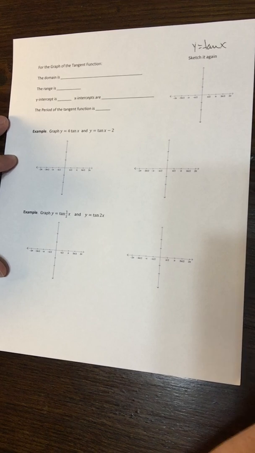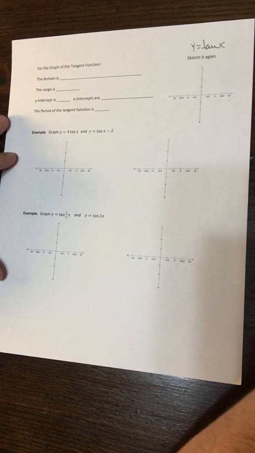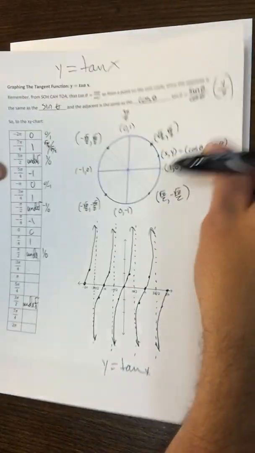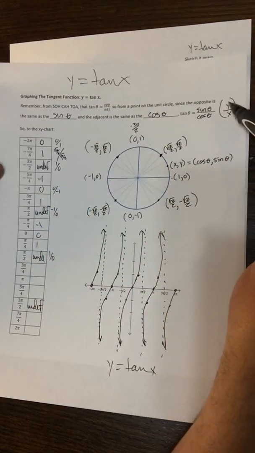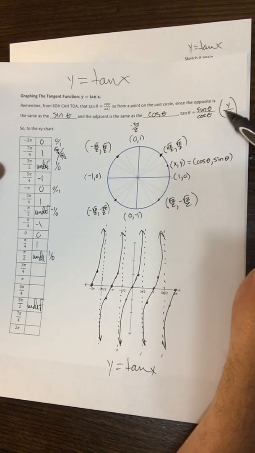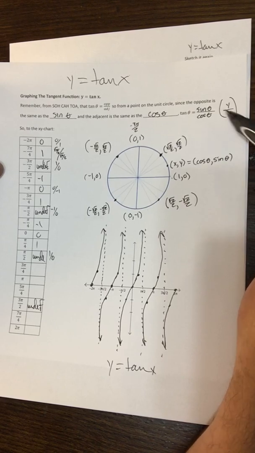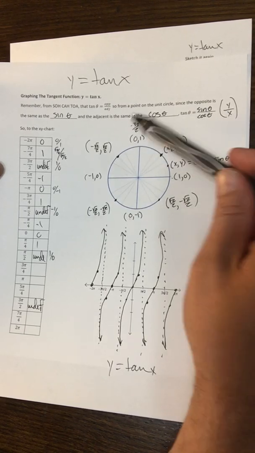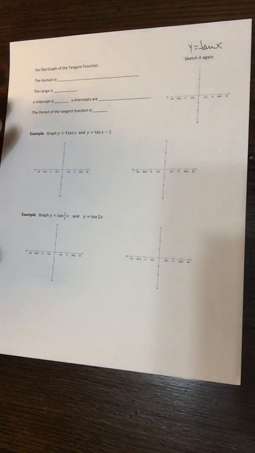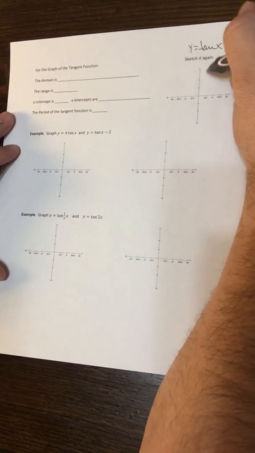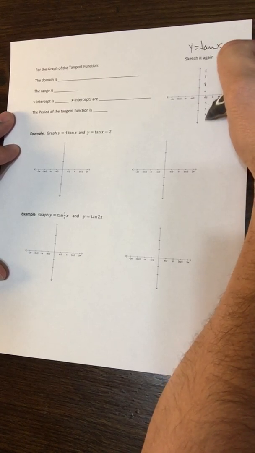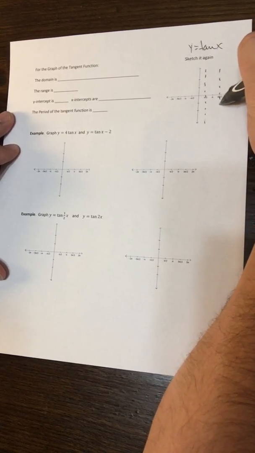Now, what did we find? We found that it's undefined. Tangent is undefined because tangent is y over x, and anything that makes the denominator 0 is going to be undefined. Where is x 0? It's the top and the bottom of the circle. So the pi over 2's and the 3 pi over 2's are all vertical asymptotes. So there's a pi over 2 right there. There's another at 3 pi over 2.